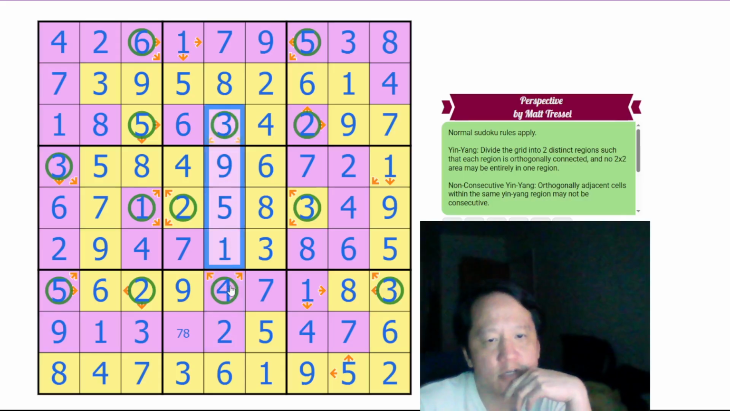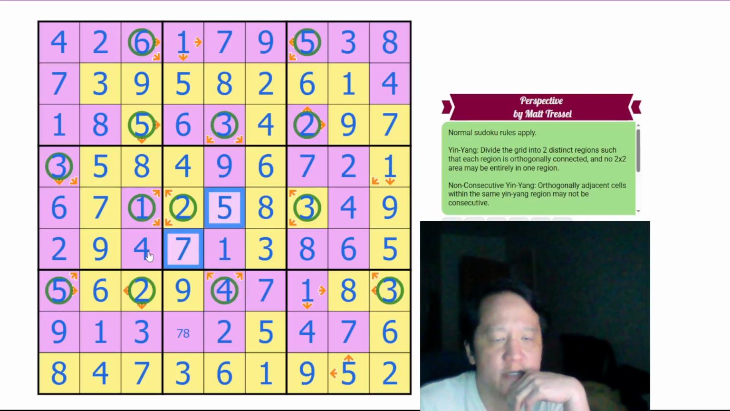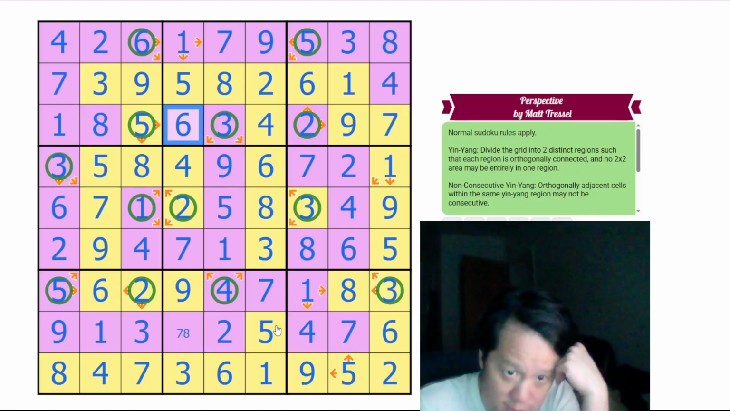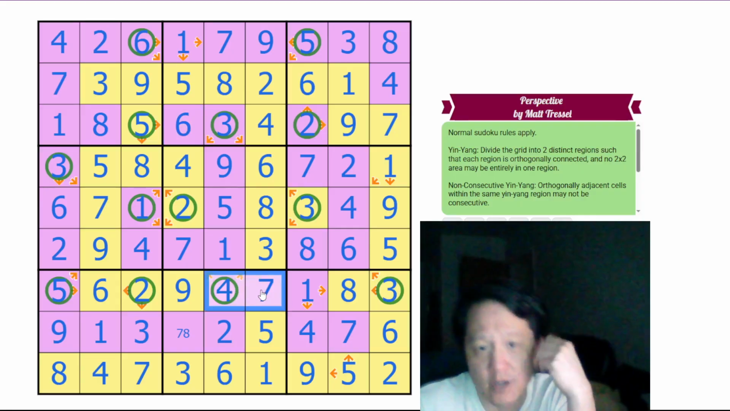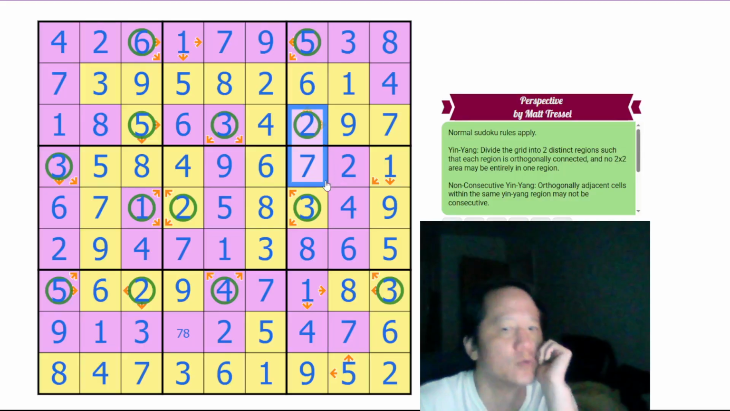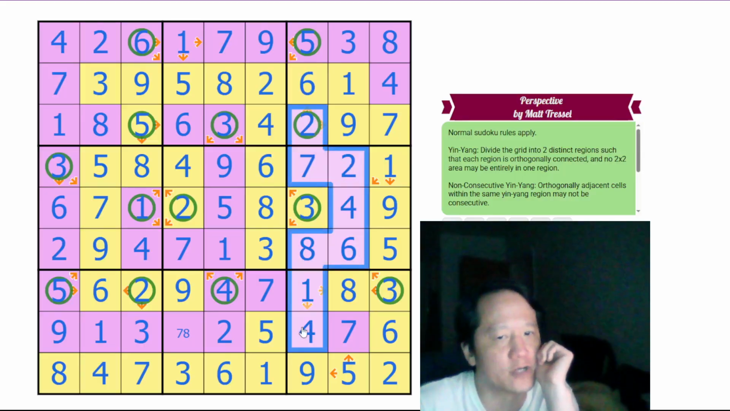Let's go this direction. 4 is not consecutive with 1. 1 is not consecutive with 5 or 7, which is not consecutive with 4, which is not consecutive with 1. 5 is not consecutive with 9, which is not consecutive with 3, which is not consecutive with 6. 4 and 7 are consecutive. 7 and 1 are consecutive. 1, 4 is not consecutive. Neither is 4, 7. 1, 8, 8, 6, 6, 4, 4, 2, 2, 7, and 7, 2. So the pinks are not consecutive.